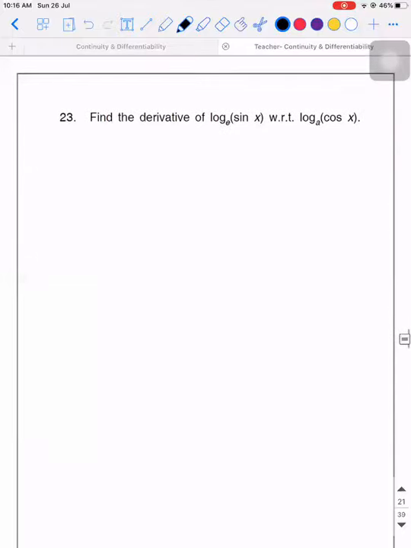23rd: find the derivative of log sin x base e with respect to log cos x base e. It's similar to the first one. Can you guys do it?